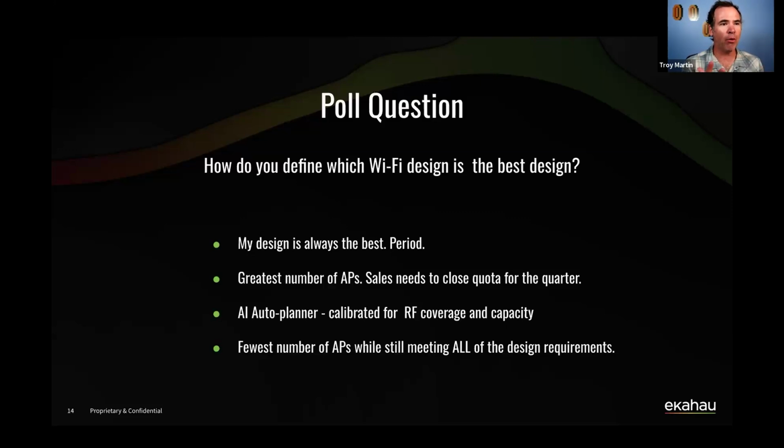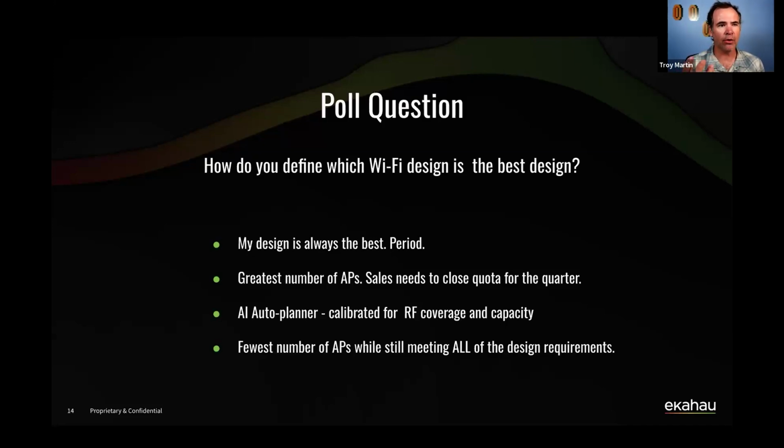Or you could leverage the power of AI Pro, the AI auto planner, and let it quickly design and place APs for you on the map. Following some best practices, you can quickly generate a design, produce a bill of material, and deliver a quote from that. Or maybe think a little bit more philosophically about the question.